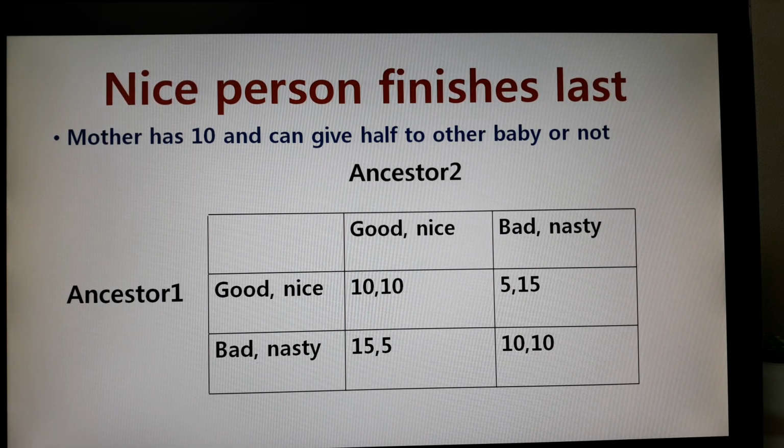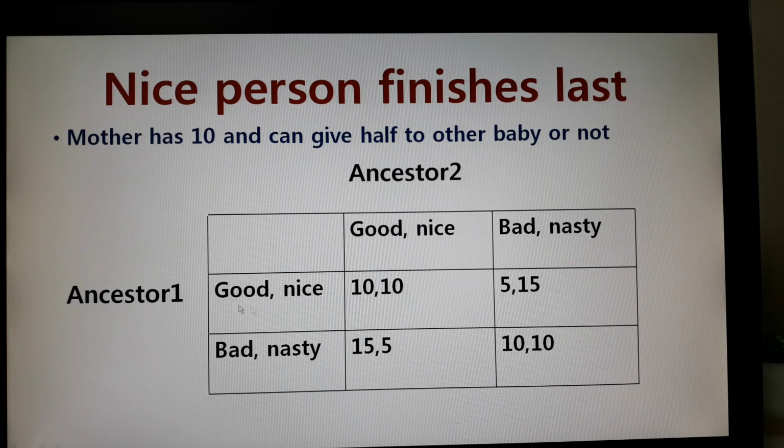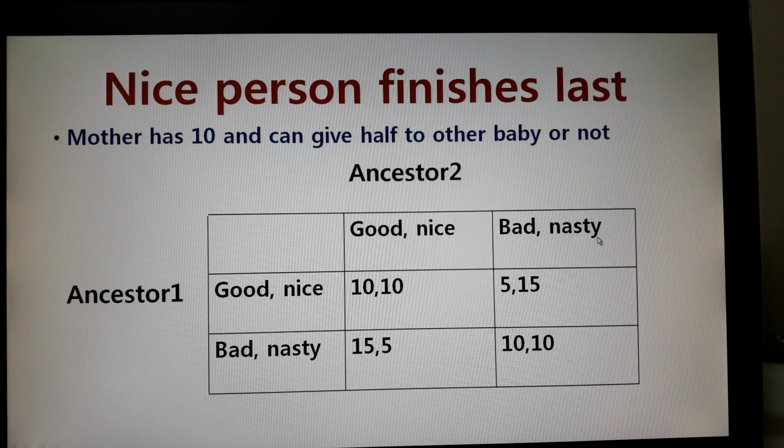If it's their choice, that's one thing. But if this game is inside our DNA, think about it like a DNA game. Ancestor one has good, nice DNA. Ancestor two has nasty DNA. The nasty DNA has a better chance of having next-generation kids, maybe 3 times more, so more and more people would have nasty characteristics as the generations go on.